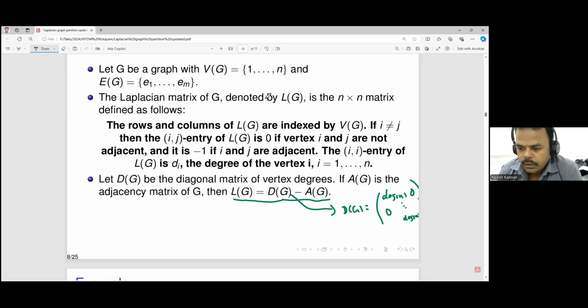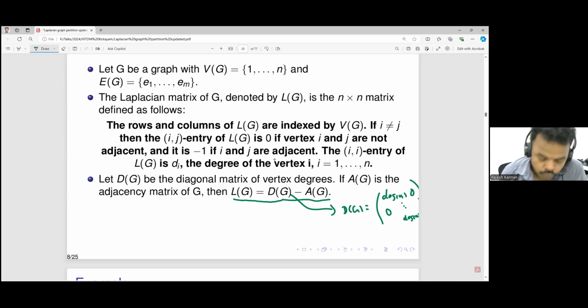Okay? So this matrix, the Laplacian, is defined using D of G and A of G. We already know how to define A of G, and D of G we are defining over here. This is a matrix you will see in many applications, this Laplacian. It has a lot of interesting properties, but today I'm not going to state a lot of properties of this matrix L of G.